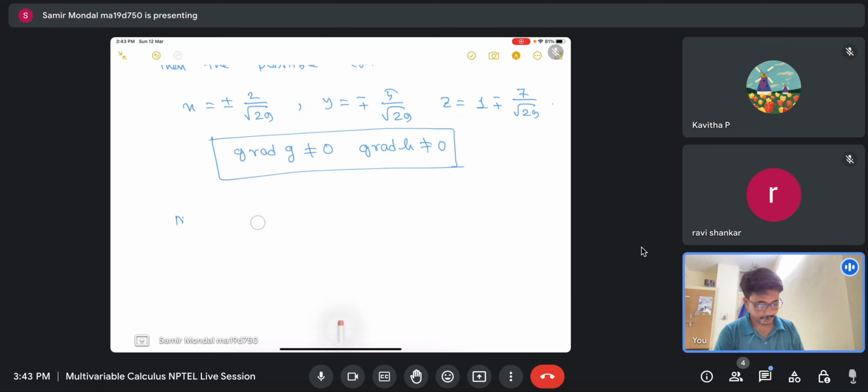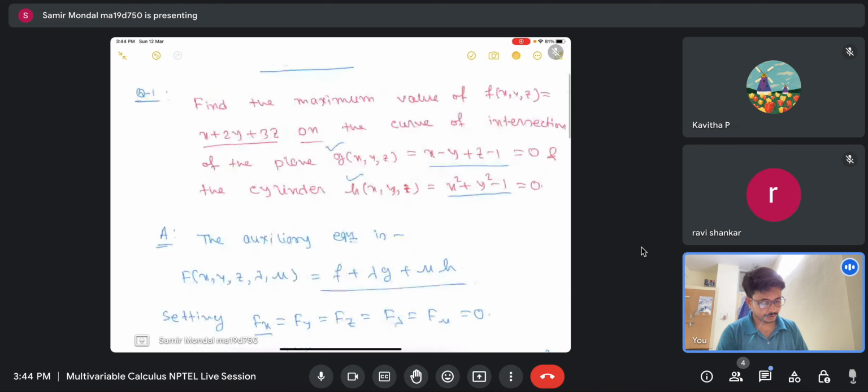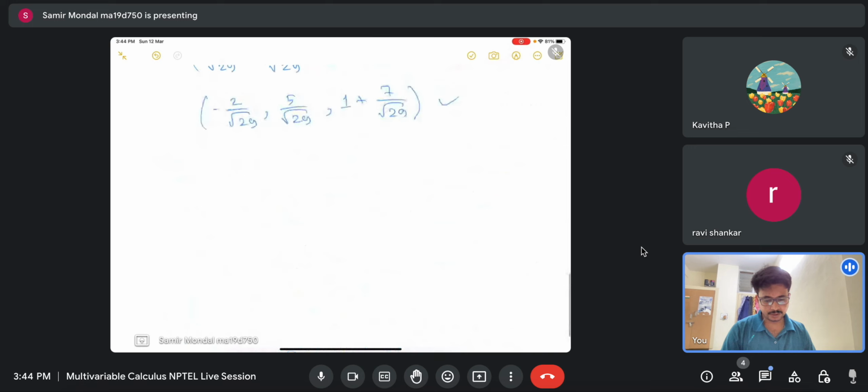So I am writing two pairs here. One pair is this one, when x is positive, y is negative, and corresponding z is 1 minus 7 by 29. Another pair is x negative, y positive and z also positive. Put the values of this one and this one in your main equation and find the value of f. We can easily find the value of f.